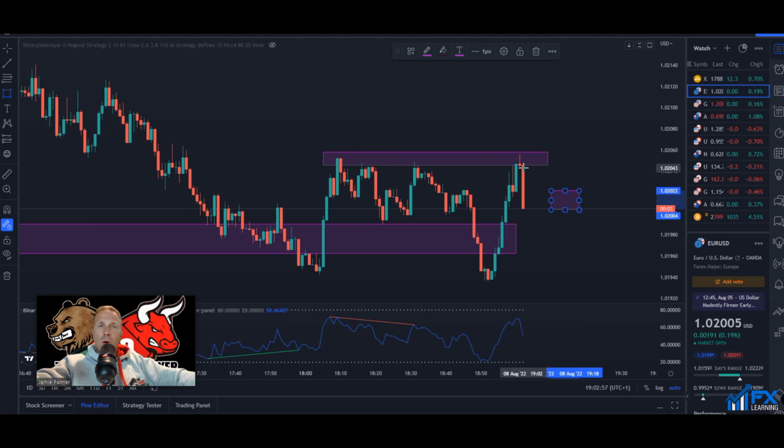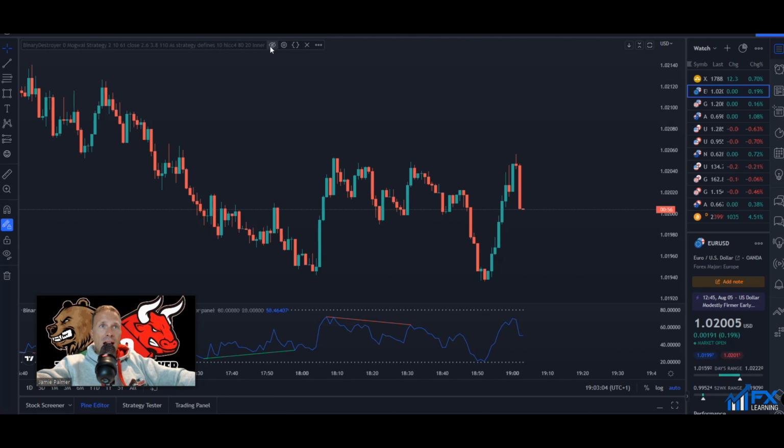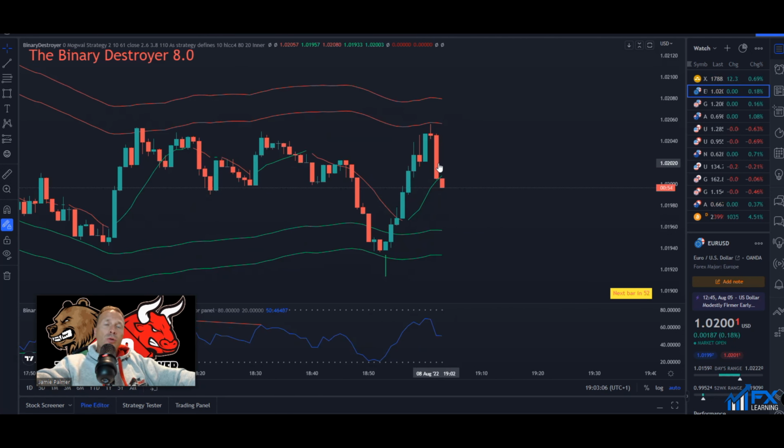So this is why I closed this trade off early, and in fact, if we just get rid of all of these drawings and bring up the Binary Destroyer, you will notice that it's touched the top of the zone. So basically, a nice little scalp to the top of the zone. We had our stop loss below the low here, we had a take profit at the top of the zone.